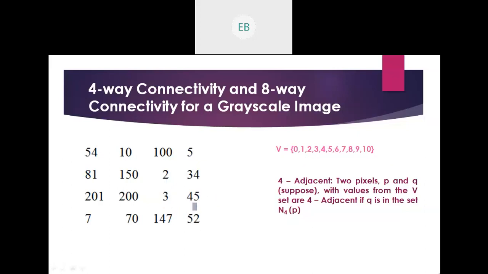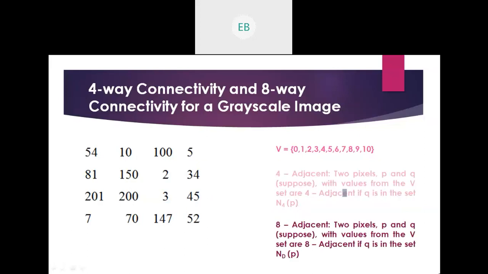Then 8 adjacent is two pixels P and Q, again take 2 as P and 5 as Q, with values from the V set, are 8 adjacent if Q is in the set ND(P). Q is 5, and 5 is diagonally connected. ND(P) means the diagonal neighbors of 2. So this is 8 adjacent or 8-way connected. Did you get it till here, guys? Yes?